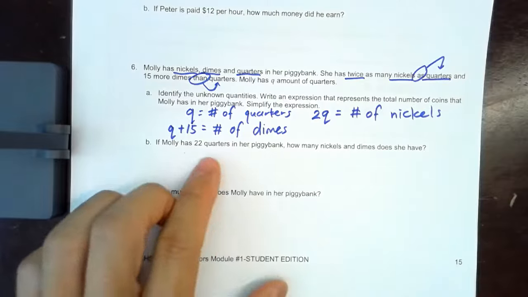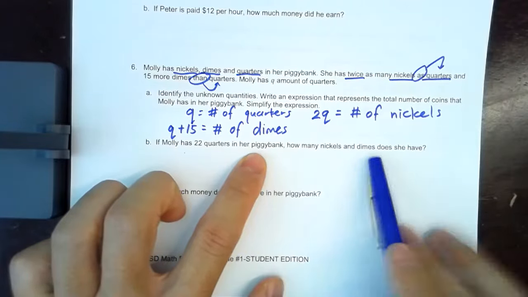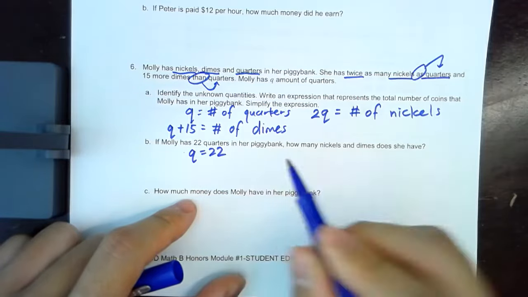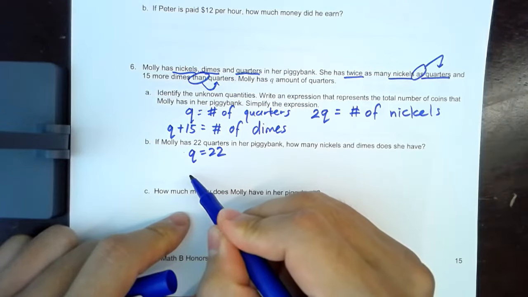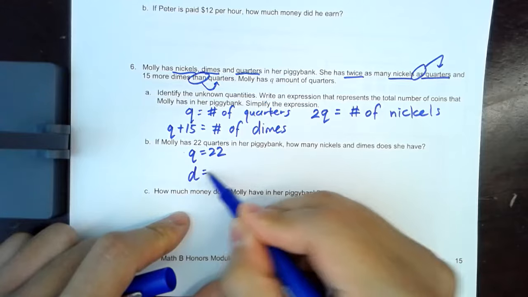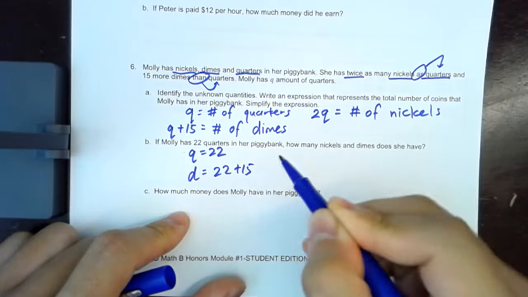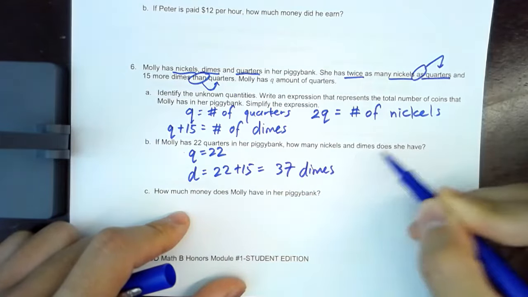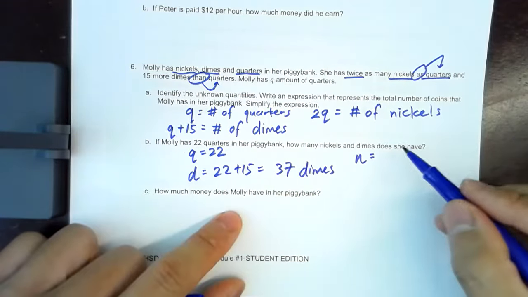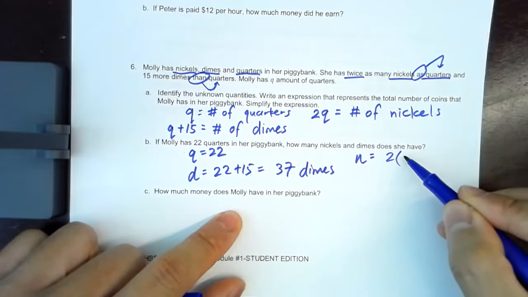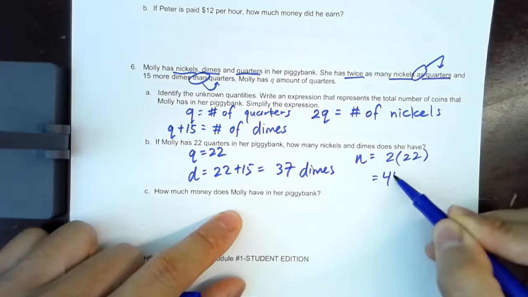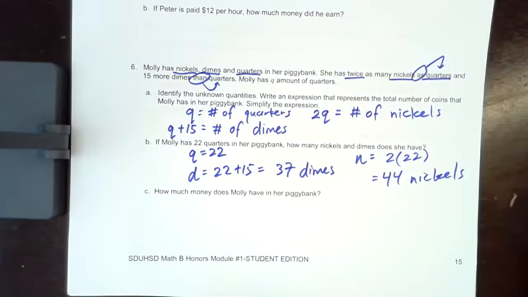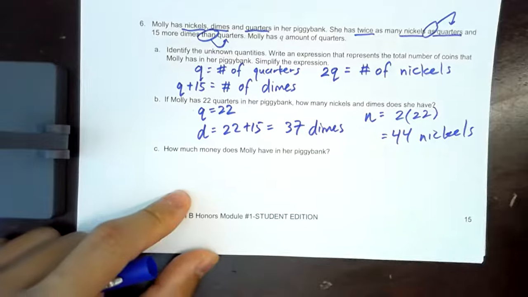If Molly has 22 quarters in her piggy bank, how many nickels and dimes does she have? Okay, so it's kind of like saying Q is equal to 22. And that means D is going to equal 22 plus 15, which is 37 dimes. And that means N, which is nickels, is going to be 2 times 22, which is equal to 44 nickels. And then how much money does she have in her piggy bank?